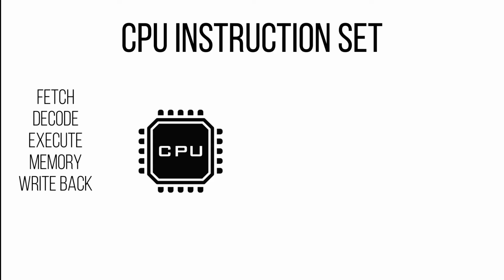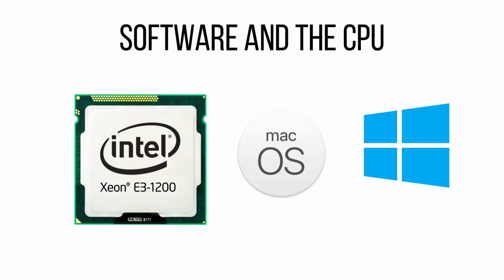Now, nearly every instruction goes through the first 3 and final steps in the set. Only certain instructions will go through the memory. Now, if the software is the brains of this operation, why does it get to tell the CPU what to do? Now, that's thanks to the operating system.